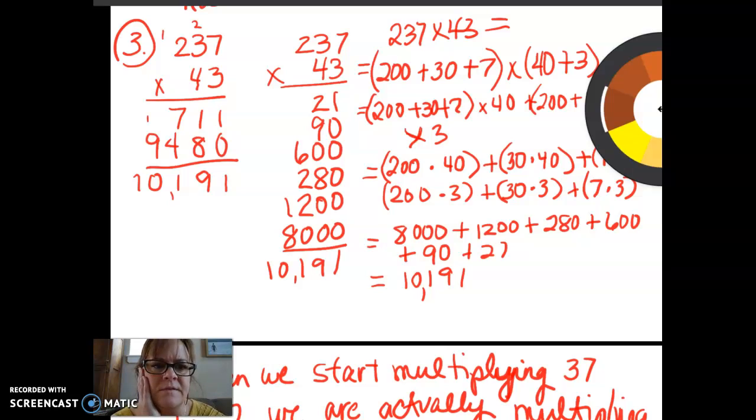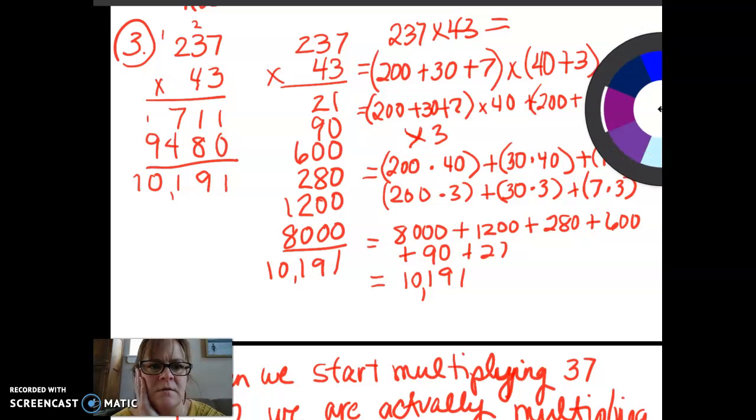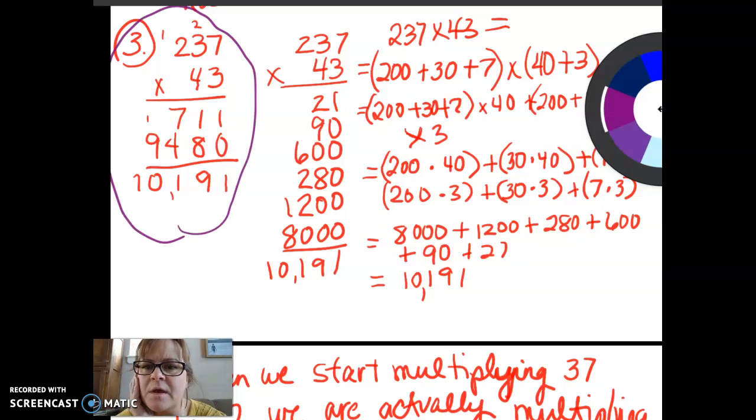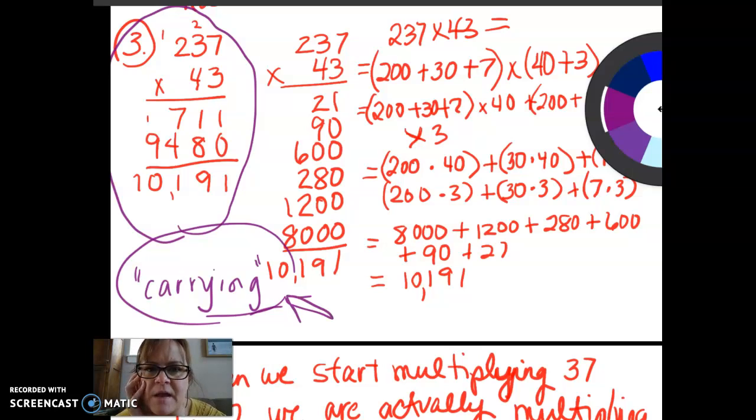Okay, so I'm going to go back and do a different color here. Here we go. All right, so using our standard traditional algorithm that you're all familiar with, we end up with 10,191. So there's a lot of what we call carrying in this standard algorithm, but I just want us to make sure that if we're using that terminology, we're making sense of it for kids. What are we carrying? What is really happening when we're carrying? And it helps to see how that plays out in the partial product multiplication.